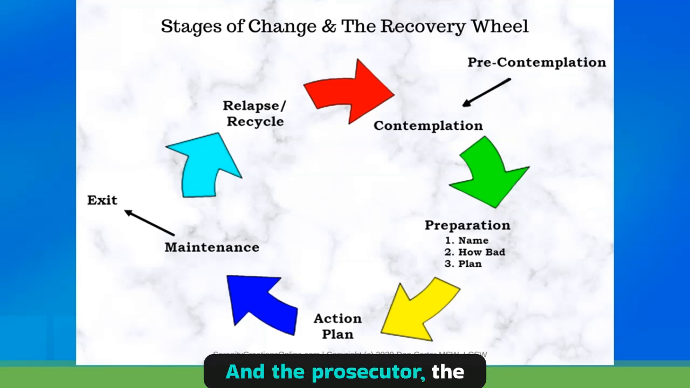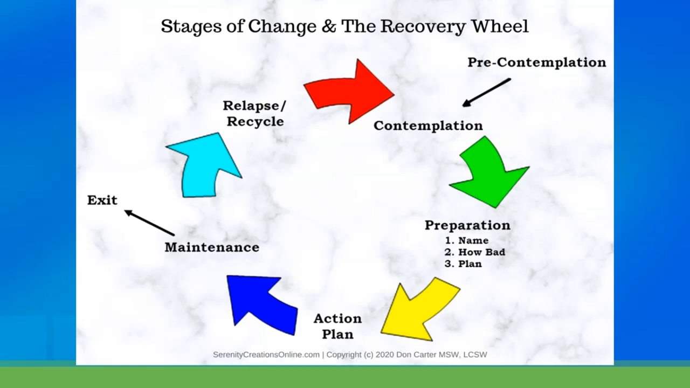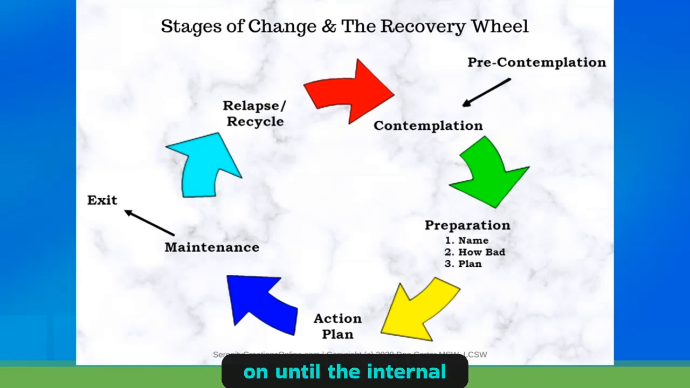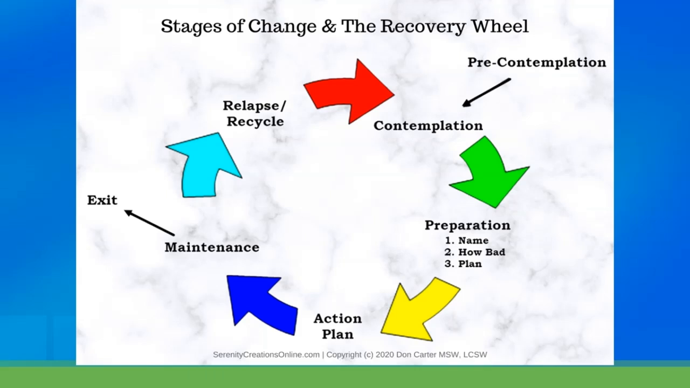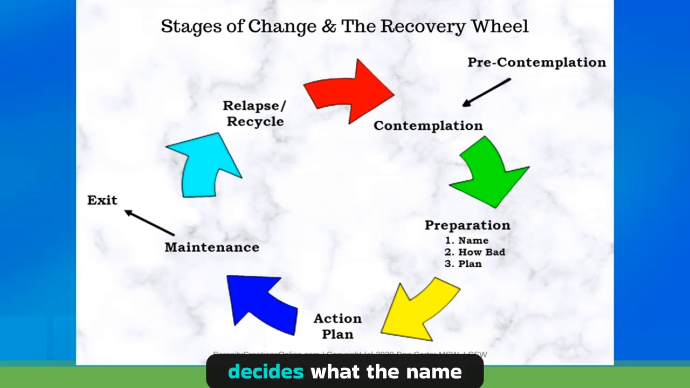And the internal prosecutor is presenting a zealous case about why I should really take a look at my drinking, while the defense attorney inside is presenting a zealous case about why my drinking's not a problem. And the battle goes on until the internal judge makes a decision, and that's at the green arrow where it moves us into preparation. When the judge makes a decision, it has 3 components. The judge decides what the name of the problem is, how bad it is, and the plan, what to do about it. And then, having a plan, we move into action, putting that plan into action.